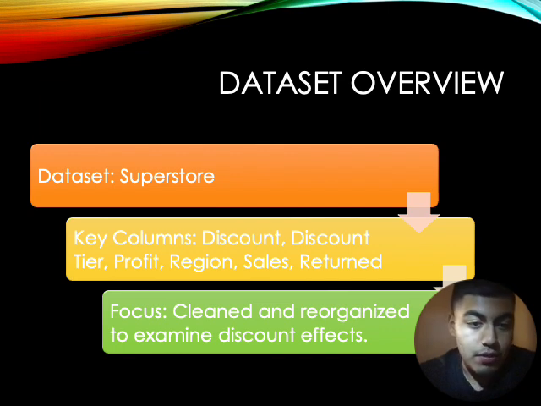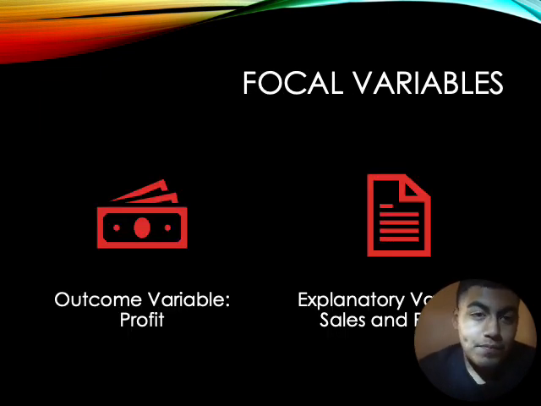So the overview is the data set that was provided, but the key columns that I wanted to focus on were discount, discount tier, profit, region, sales, and the returned section. The focus was to clean and reorganize these columns to examine the effects that discounts have on this sort of data. My focal variable was the profit, tied along with the sales and also the region.